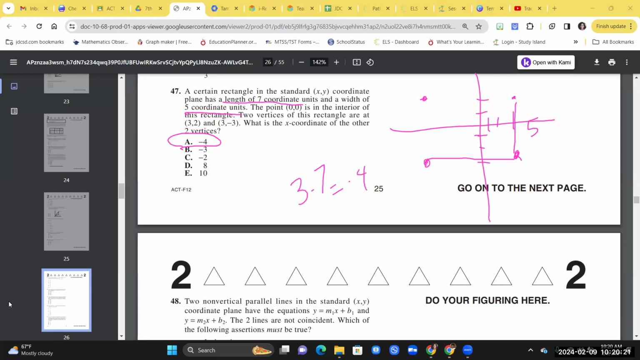We could have gone to the other side. Well, no, we couldn't, because they said (0, 0) was in the interior. Had they not said (0, 0) was in the interior, we could have gone 7 on the other side, which would have given us 10.